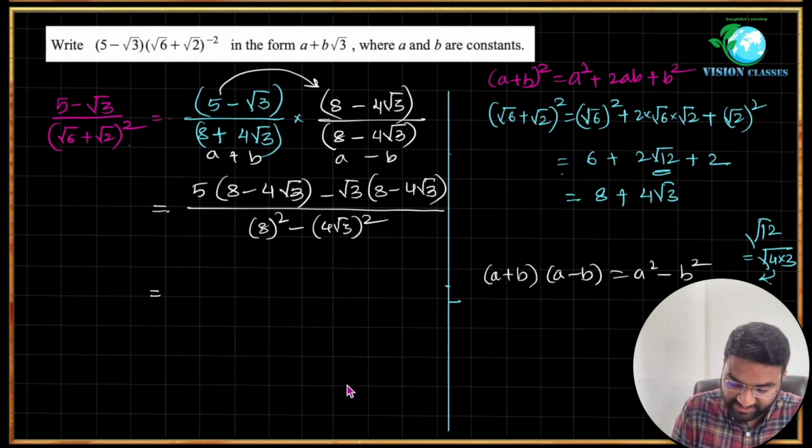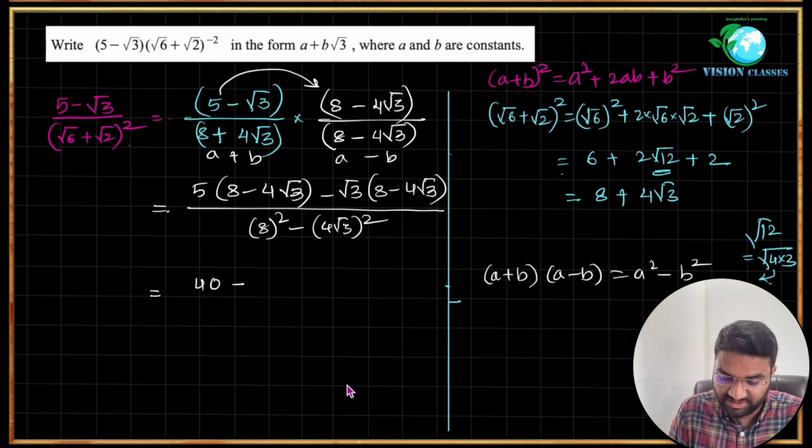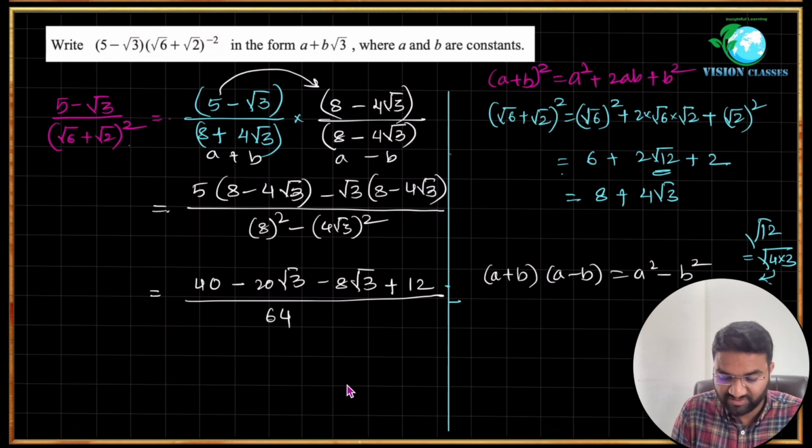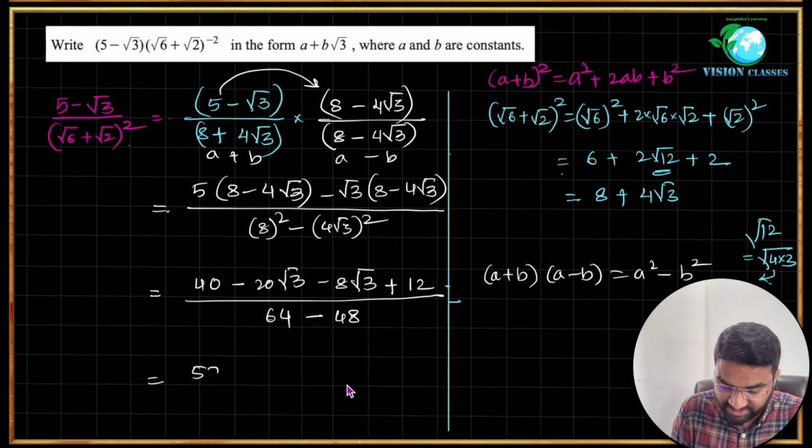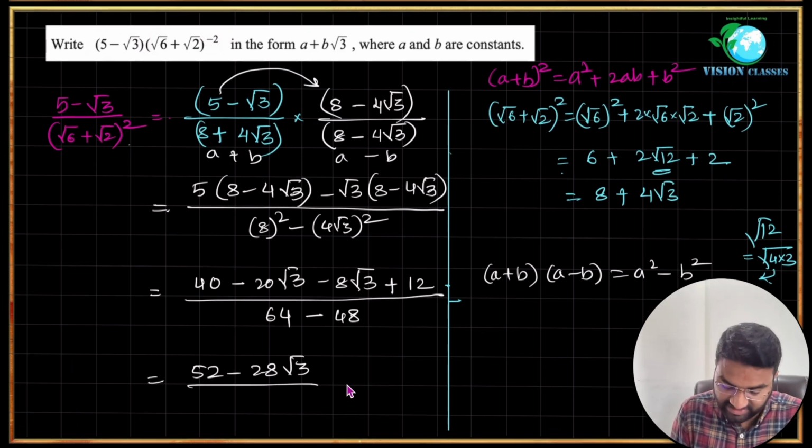All right, so 5 times 8 is 40, minus 5 times 4 is 20 root 3, minus 8 root 3. Then plus 4 times 3 is just 12, and then the denominator part is 64 minus 4 square, which is 16, and 16 times 3 is 48. All right, and then here 40 plus 12 is 52, minus 28 root 3, upon 64 minus 48, which is 16, fine.